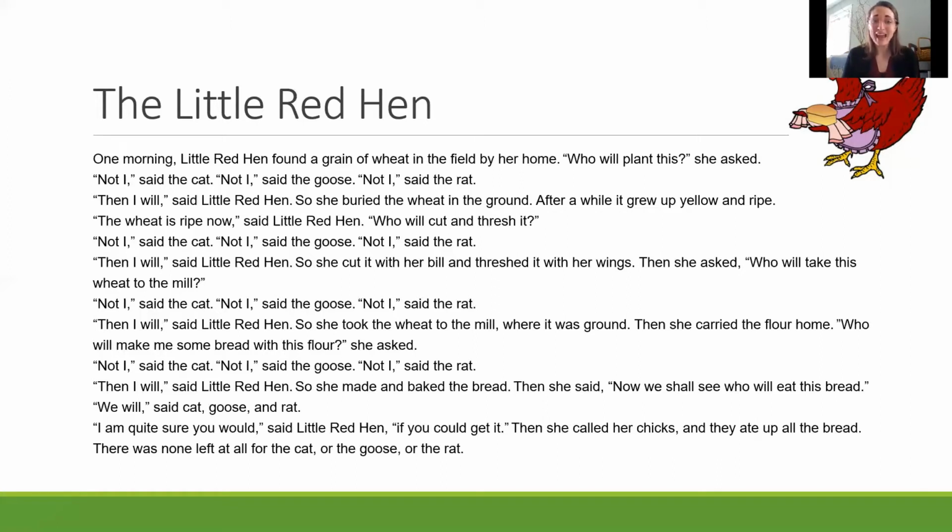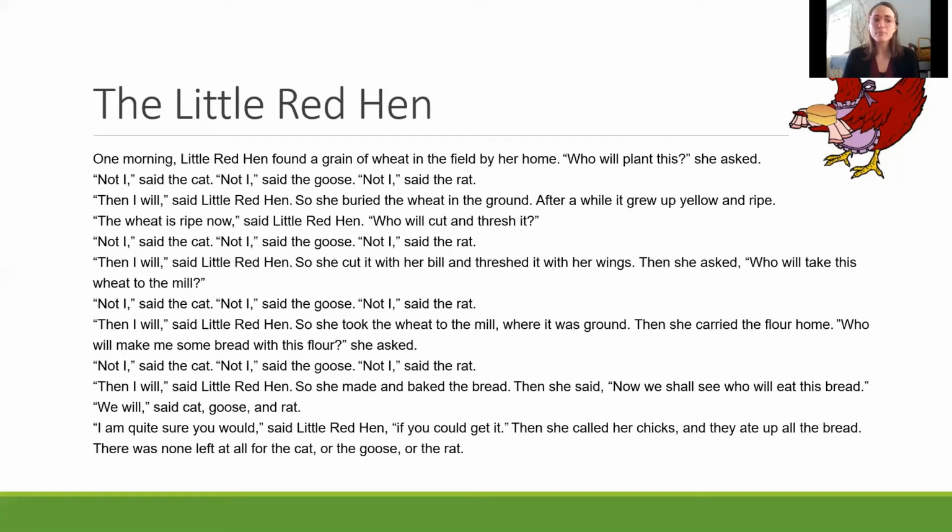"Not I," said the cat, the goose, and the rat. "Then I will," said Little Red Hen. So she cut it with her bill and threshed it with her wings. And then she asked, "Who will take this wheat to the mill?" "Not I," said the cat, the goose, and the rat. "Then I will," said Little Red Hen. So she took the wheat to the mill where it was ground. Then she carried the flour home.